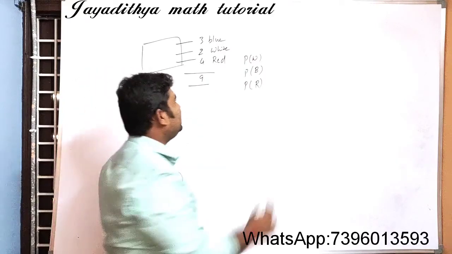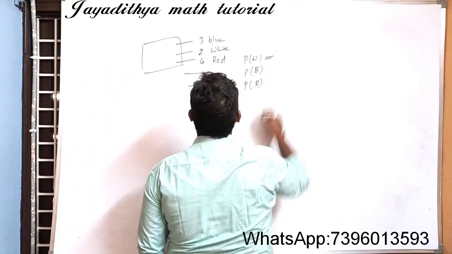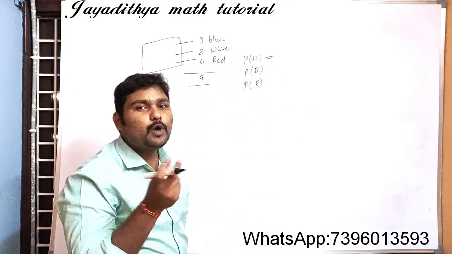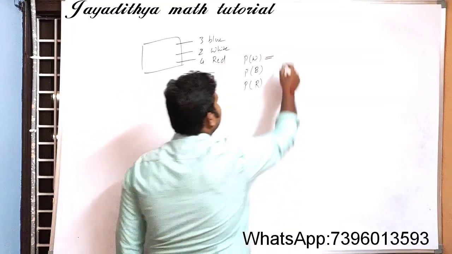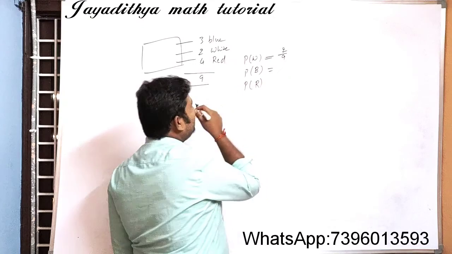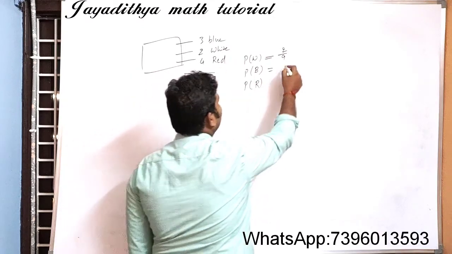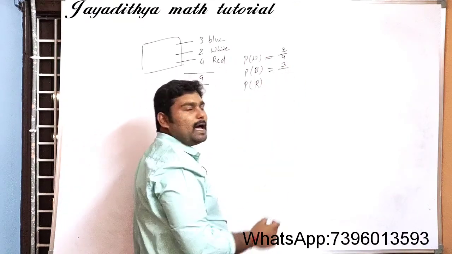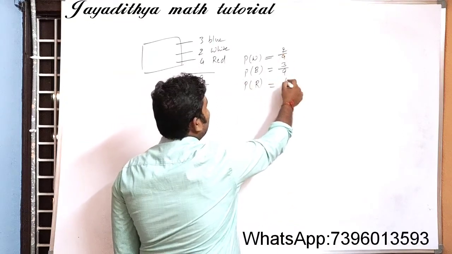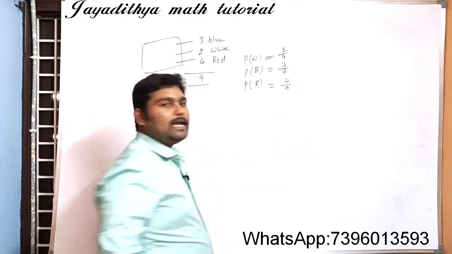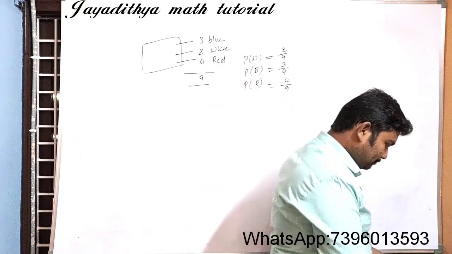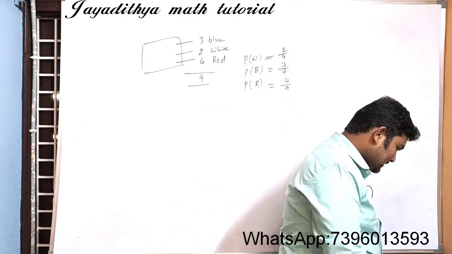Now what is the probability of getting a white ball? How many white are there, Nana? We have only 2. That means 2 are favorable out of those 9. So you can simply write 2 by 9. What is the probability of getting a blue ball? There are 3 favorable for blue, out of 9 total possible outcomes. Next, red. We have 4 red and 9 total. So this is such a simple question. Right, now in the same way, let us discuss one more problem.